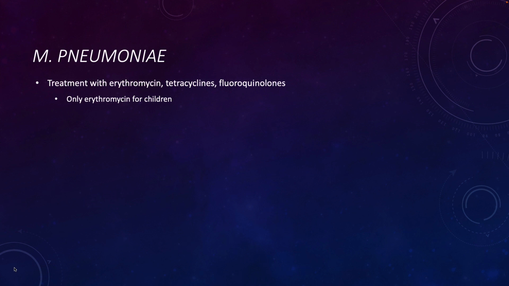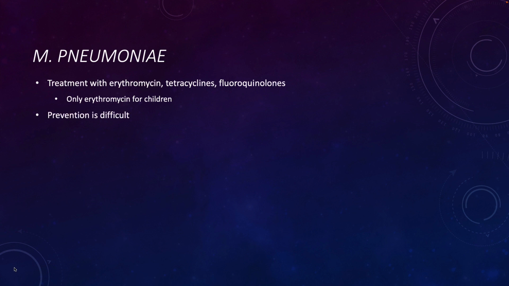Treatment would be with erythromycin, tetracyclines, or fluoroquinolones. For children, you would only really want to prescribe erythromycin. Tetracyclines in particular can stain the bones. And you might think, well, who cares if their bones are stained? But some of the bones that children have that will show up later include their adult teeth. And so tetracyclines can stain the adult teeth, and so they'll come in with stained teeth.